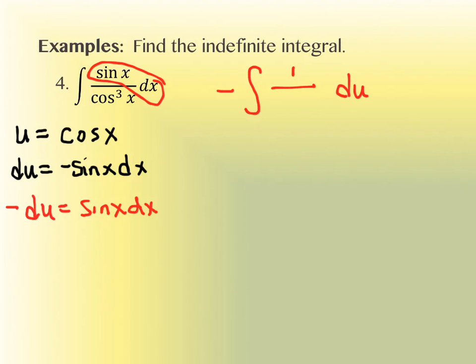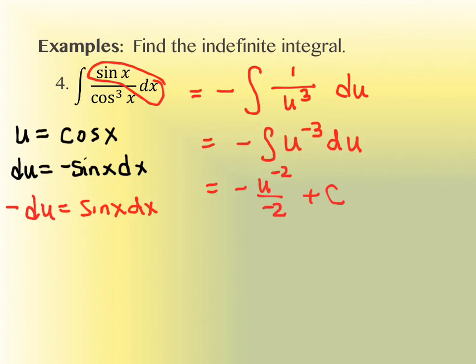u is cosine, but that's not what's in the denominator. And the denominator is cosine cubed. So what are we going to put in our denominator now? u cubed, right. So this will be negative the integral of u to the negative 3 du. Okay, so here's the negative. What is the antiderivative of u to the negative 3? u to the negative 2 over negative 2, and then plus c.